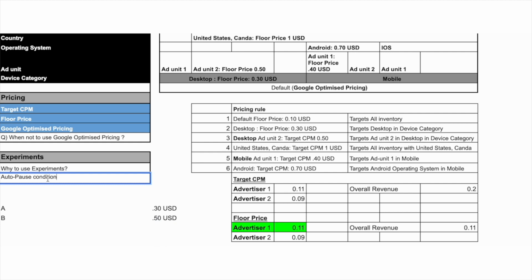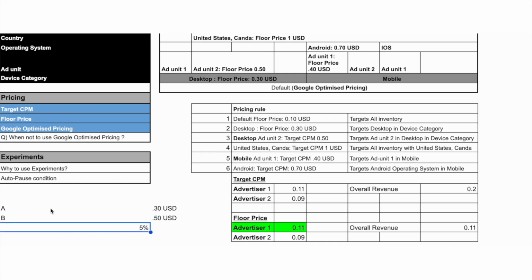And lastly, you can set up an auto pause condition. Obviously we are not sure whether this experiment leads to a positive or a negative revenue impact, since we are trying something new. However, if it goes wrong, we can set up an auto pause condition by specifying a revenue threshold. By default it's 5%, so we can tell it: if your overall revenue drops below 5%, please auto pause this experiment.